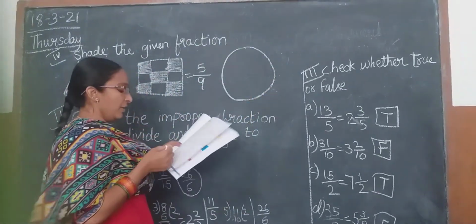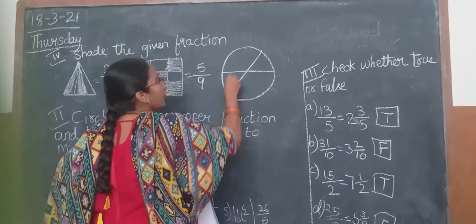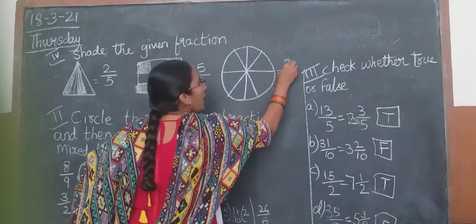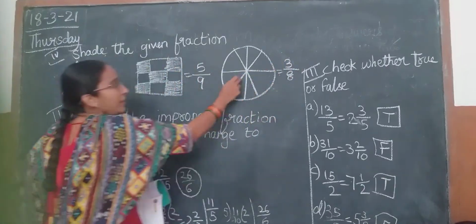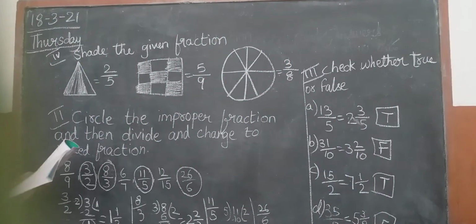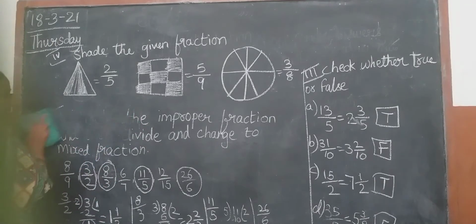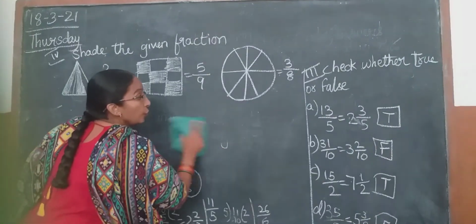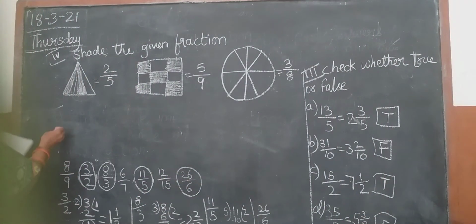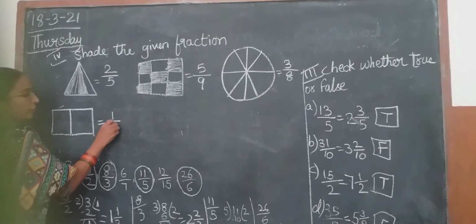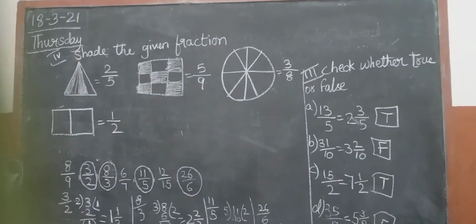Yes, here they gave circles, they made it into 8 parts, and they are asking you to shade 3 parts. You are going to color 3 parts in this circle. Okay? The fourth one is there. I'll say the fourth one. Yes. They are asking you to shade out of 2 parts, 1 part. Okay? Here this 1 part you are going to color.